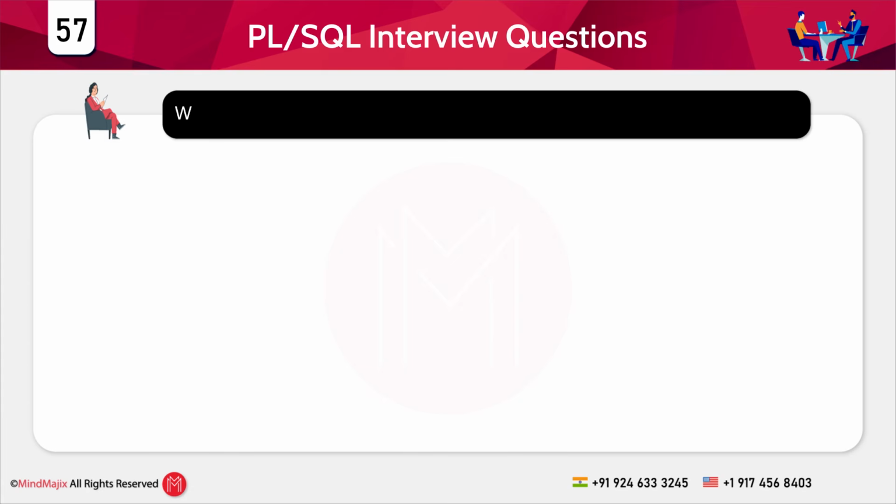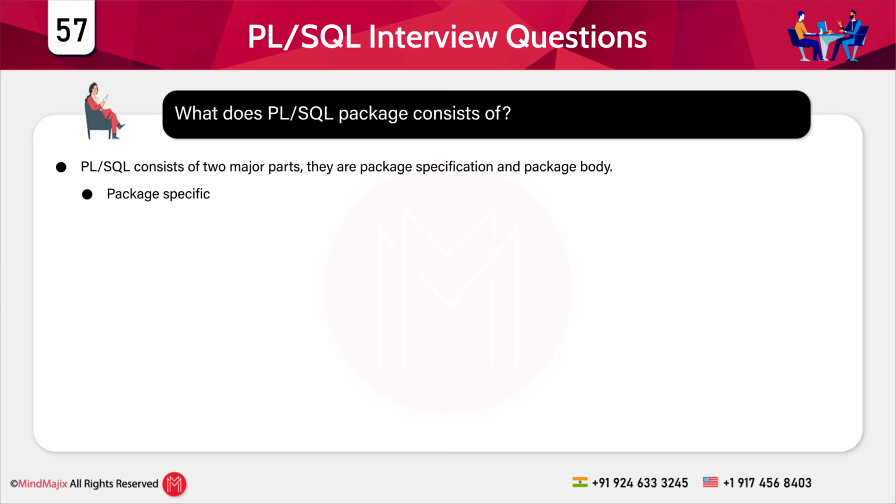The next question is, what does a PL/SQL package consist of? So a PL/SQL package consists of two major parts, and they are the package specification and the package body. The package specification acts as a public interface for your application, which includes procedures, types, and so on. And the package body contains the code required to implement the package specification.